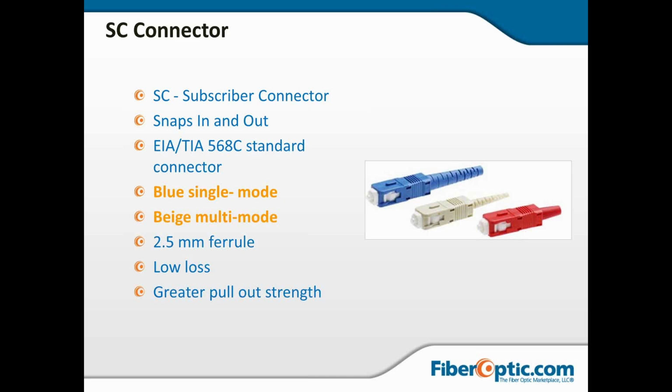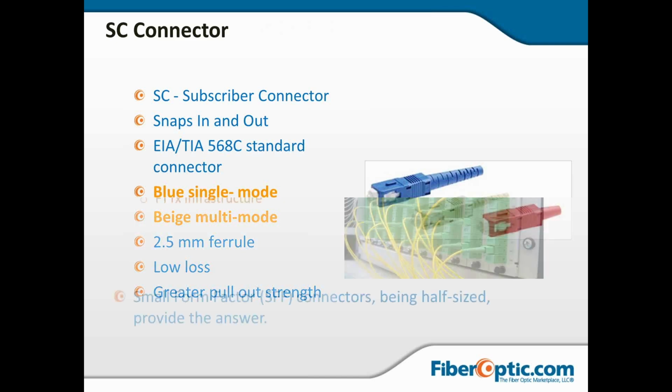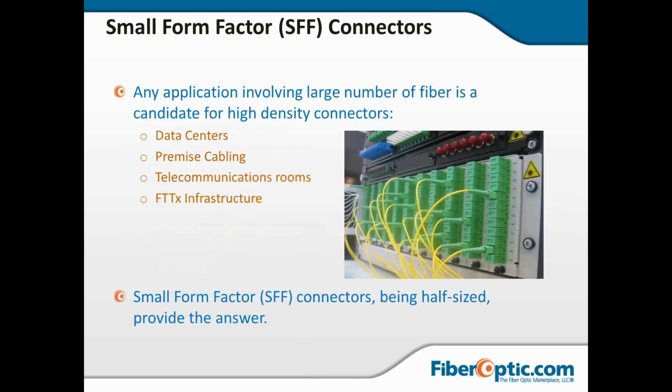Now, these do have the standard 2.5 millimeter ferrule, probably the lowest loss characteristics of any of the standard size connectors, and pretty good pull-out strength. Because it snaps in so tight, it's not going to pull out before you break the connector apart. So, anyway, that is the standard connectors. Now, the small form factor. As I mentioned in that very first slide, we're worried a lot about density.